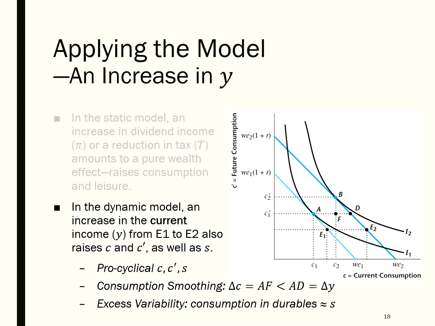Specifically, note that the increase of consumption from C1 to C2 is the length AF, smaller than the change in output from E1 to E2, or equivalently, the length AD. This is in line with the stylized facts of consumption smoothing.